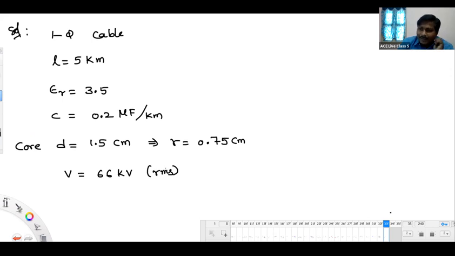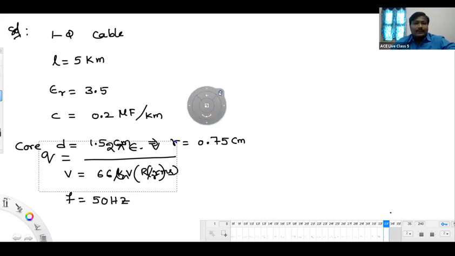Is it line to line or per phase? What's the meaning of line to line? We are discussing single phase cable, right? Single phase cable means whatever the conductor we have, that itself is going to operate.